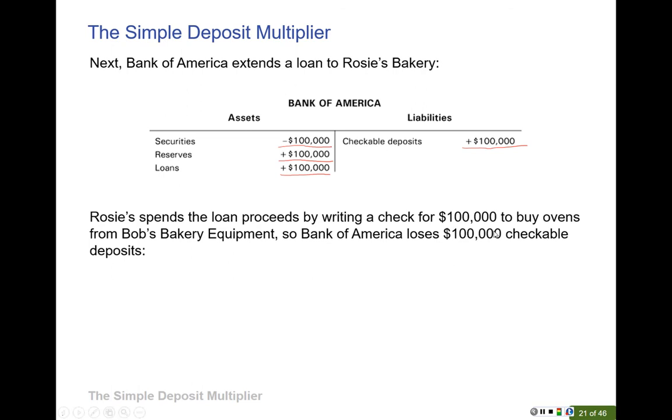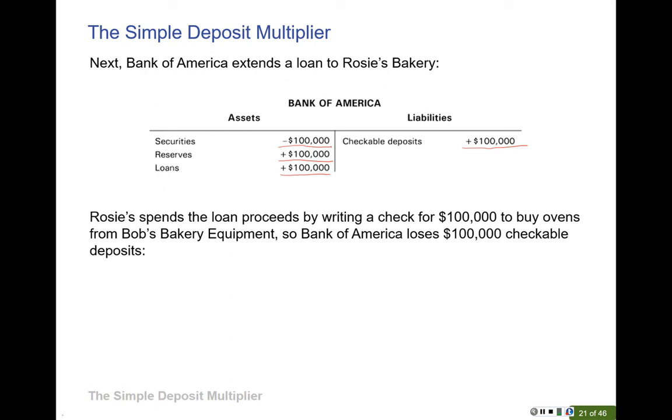So here we assume Low Seed will use this $100,000 loan to buy some equipment from the Bob Bakery Equipment. In order to buy the equipment, Low Seed will write a check against her account in the Bank of America and pay this $100,000 check to the Bob Bakery.